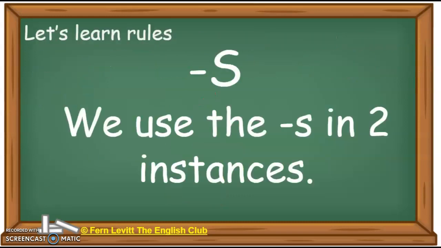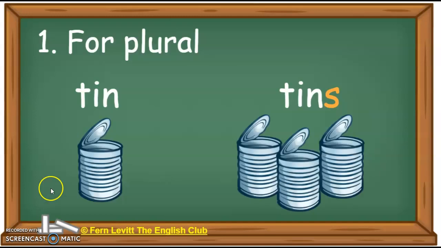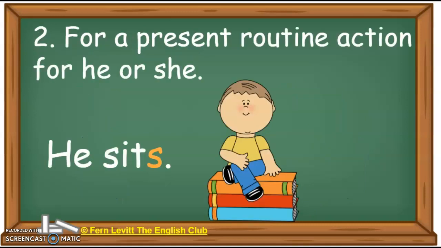Now let's learn the rules about S at the end of the word. When we have S at the end of the word, we have two rules we need to learn. The first rule is that the S at the end of the word is for plural. 1 tin, 2 tins, 3 tins, 4 tins, or however many tins you have. The S at the end of the word is also for a present routine action, for he or she. He sits. And if this was a girl, it would be she sits.